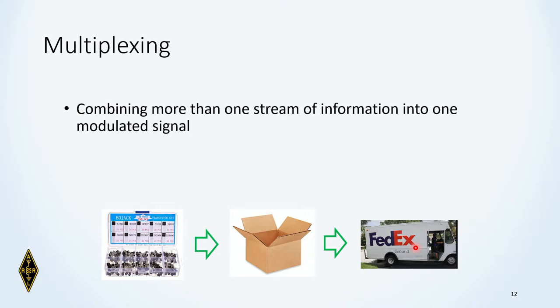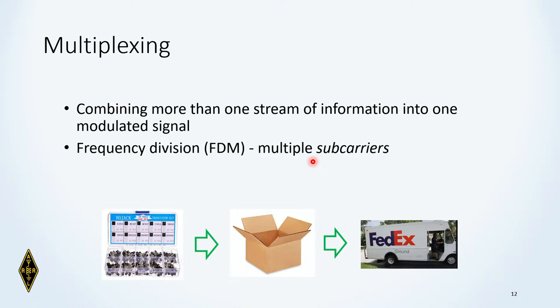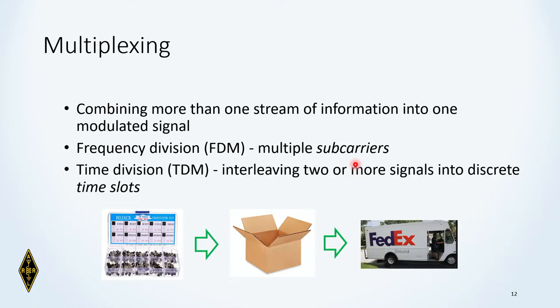So there's a parallel to radio here. It's possible to take multiple simultaneous conversations through the technique of multiplexing, combine it into what we call a baseband. We're going to modulate the carrier with all of those voice conversations and then ship it out over RF to wherever we're talking. So just kind of hold that as a concept for the moment. There's a couple of ways to do this. There's frequency division multiplex, or FDM, using multiple subcarriers, which I'll explain and illustrate. And then there's another one called time division multiplex, where we're interleaving two or more signals into discrete time slots. So one uses subcarriers, one uses time slots.